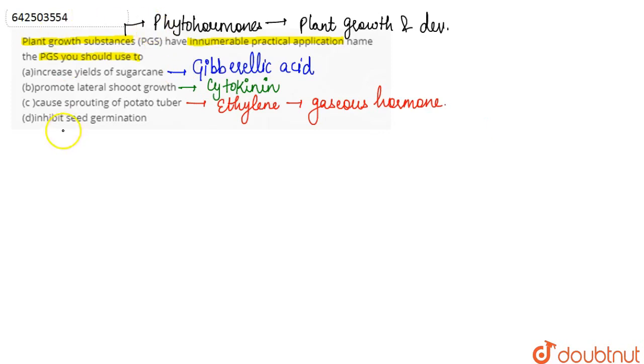Now the last part that we have, inhibit seed germination. So basically inhibition is basically the stress. The stress hormone in plants is the abscisic acid. Abscisic acid is known as the stress hormone or the inhibitory hormone that inhibits all the functions, such as bringing about the dormancy, or inhibiting the growth, development and the germination. So this is the answer for this question.